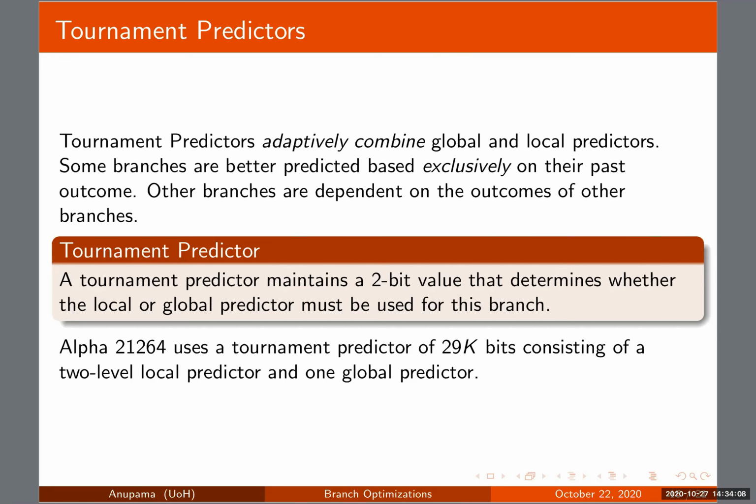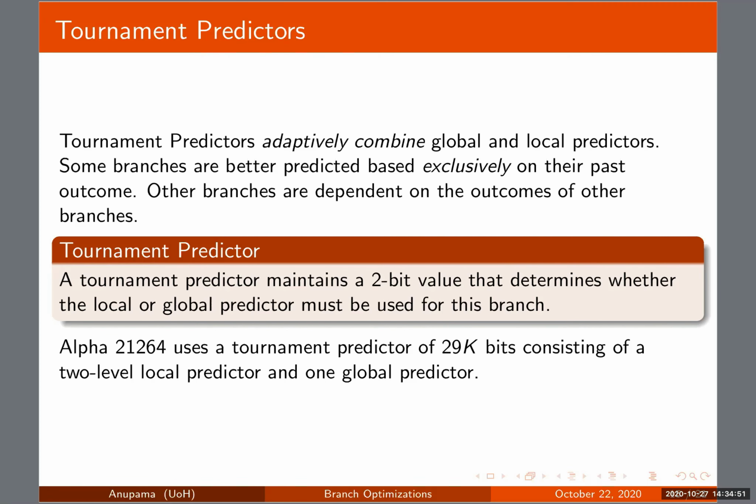And a tournament predictor is basically trying to figure out whether we should use a local predictor or a global predictor for a particular branch. So it has information and is able to say, use the local predictor for this branch. Or it will say, no, this branch is dependent on the outcome of the previous branches, so use the global predictor. The tournament predictor's job is to allow you to determine whether to use a local or global predictor.